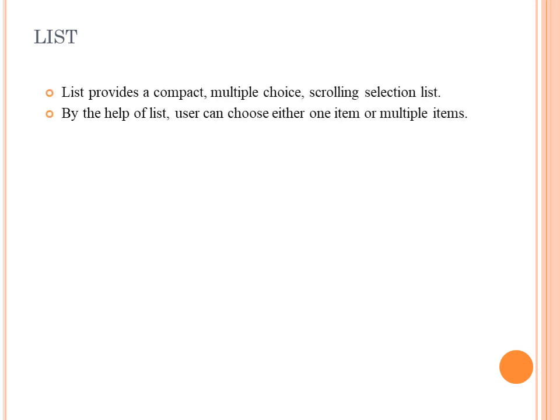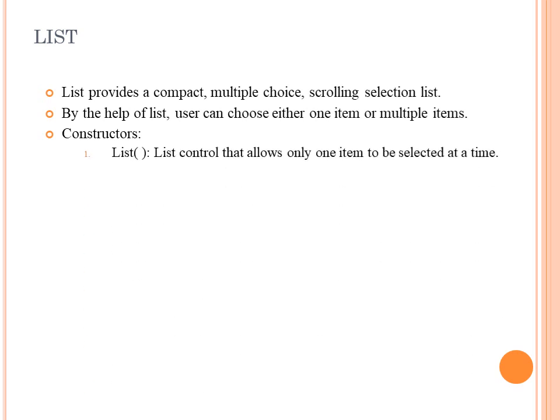Now your next component is list. A list provides a compact multiple choice and scrolling selection list. Meaning that in choice you can select only one option, whereas in list you can select multiple choices. With the help of a list, a user can choose either one or multiple items in a component that you are going to see over here.